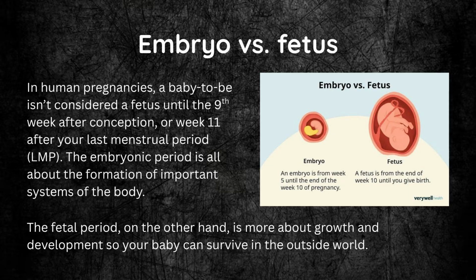So, embryo versus fetus. In human pregnancies, a baby to be isn't considered a fetus until the ninth week after conception. 9 weeks is, I think, 2 months, or 11 weeks after last menstrual period. 11 weeks is around 3 months. The embryonic period is all about the formation of important systems of the body. As discussed earlier, formation of the brain, spinal cord, head, eyes, mouth, and limbs. Think of it as your baby's basic foundation and framework. And the fetal period, on the other hand, is more about growth and development so your baby can survive in the outside world.